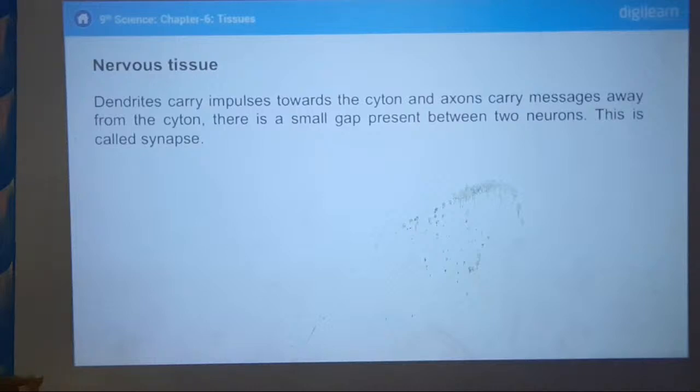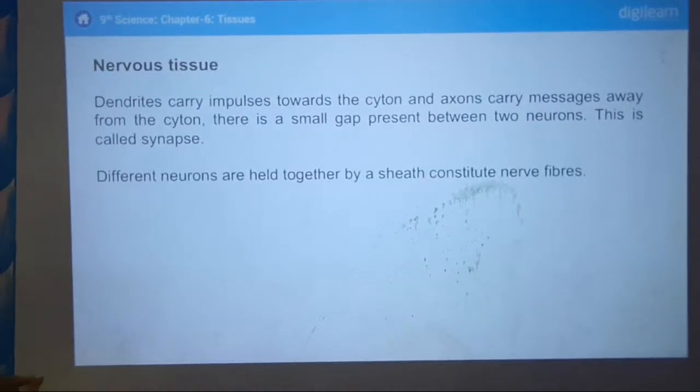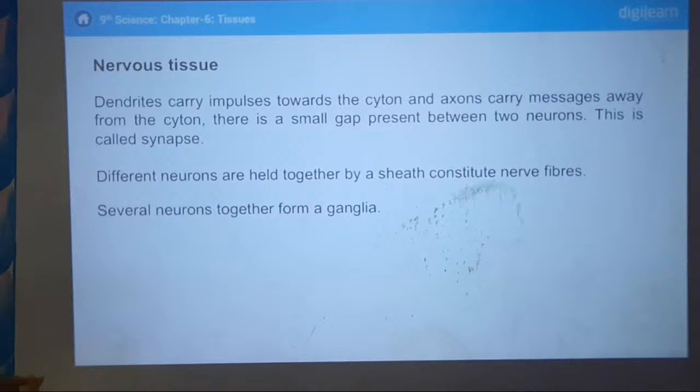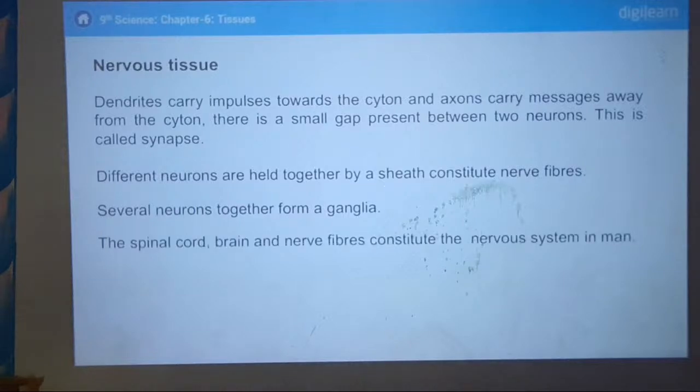There is a small gap present between two neurons. This is called a synapse. Different neurons are held together by a sheath that constitutes nerve fibers. Several neurons together form a ganglia. The spinal cord, brain, and nerve fibers constitute the nervous system in man.